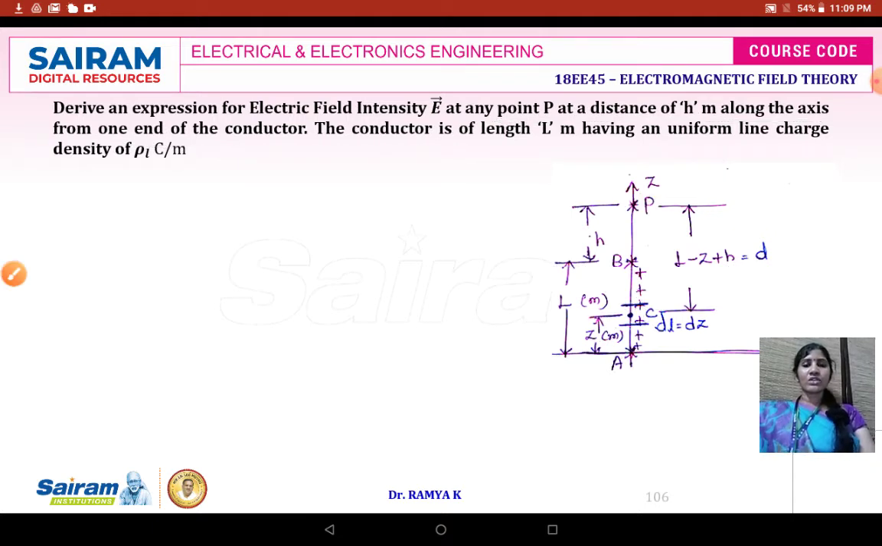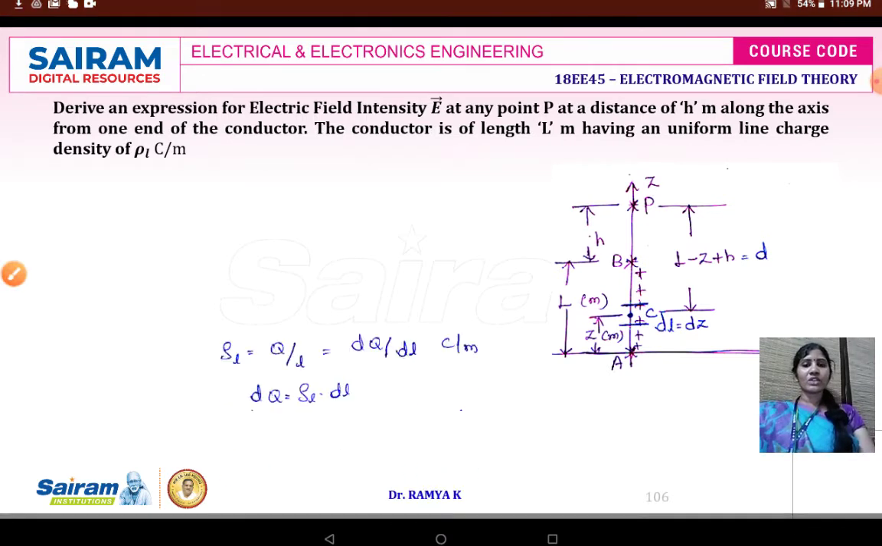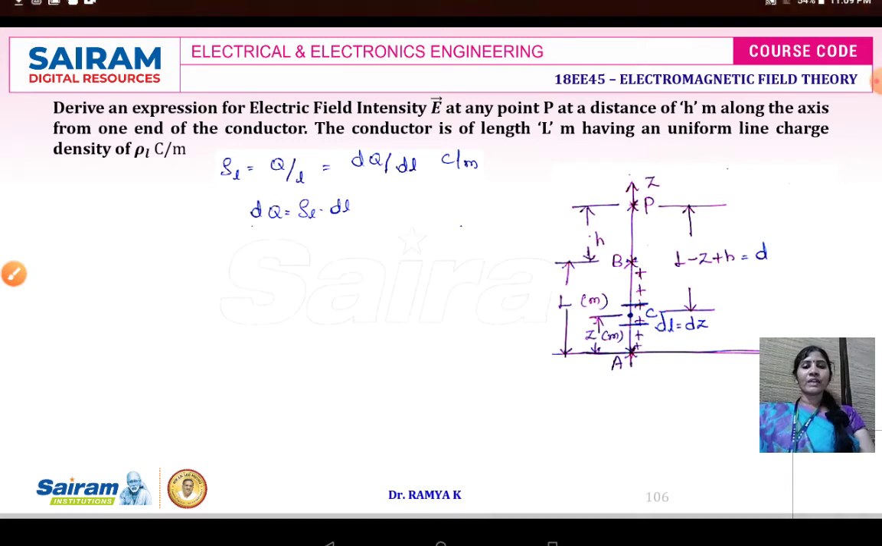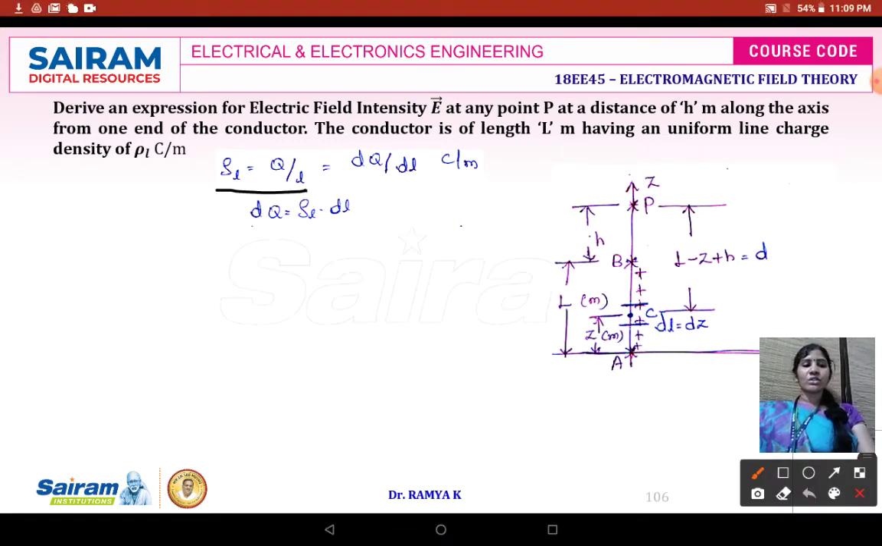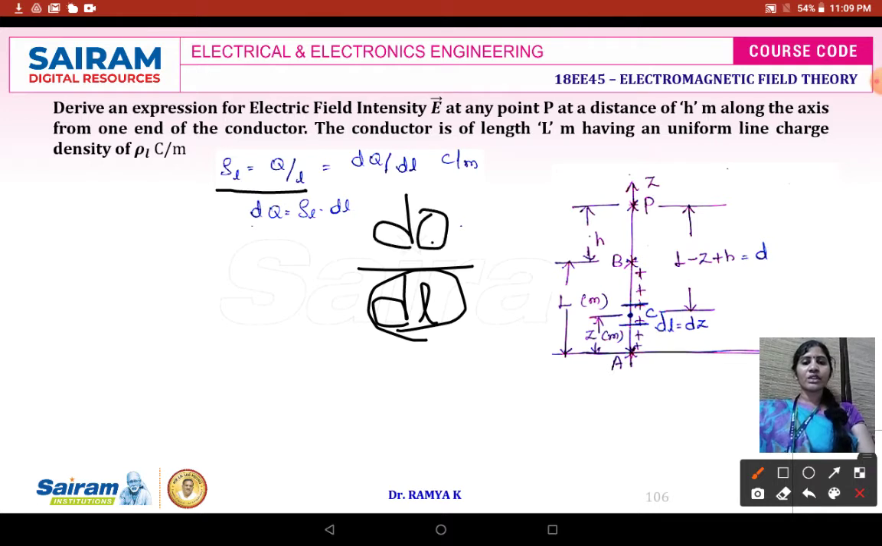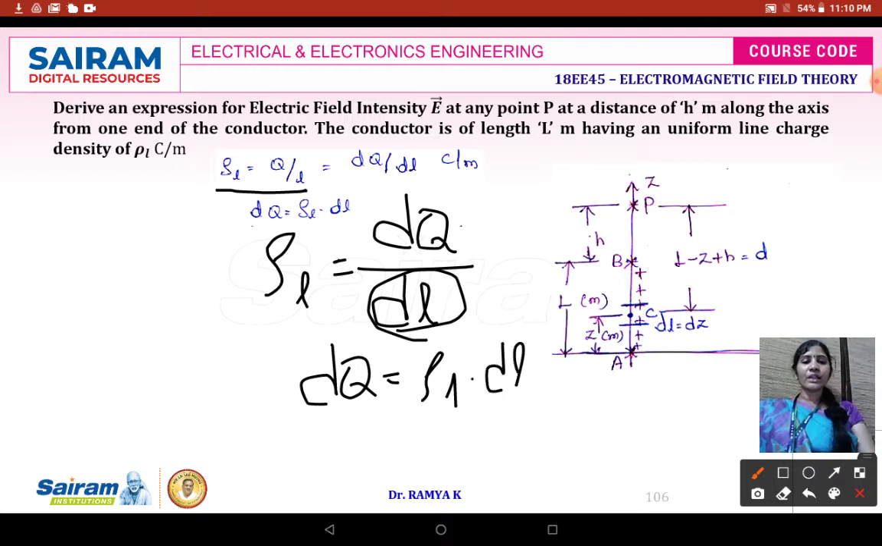Since the line charge density is assumed, we can consider the line charge density definition as rho L is equal to Q divided by L. It is nothing but charge distributed over the length of the line. Since a differential elemental length is considered, the charge distributed over this differential elemental length is going to be differential, that is dq, which is equal to rho L into dl.